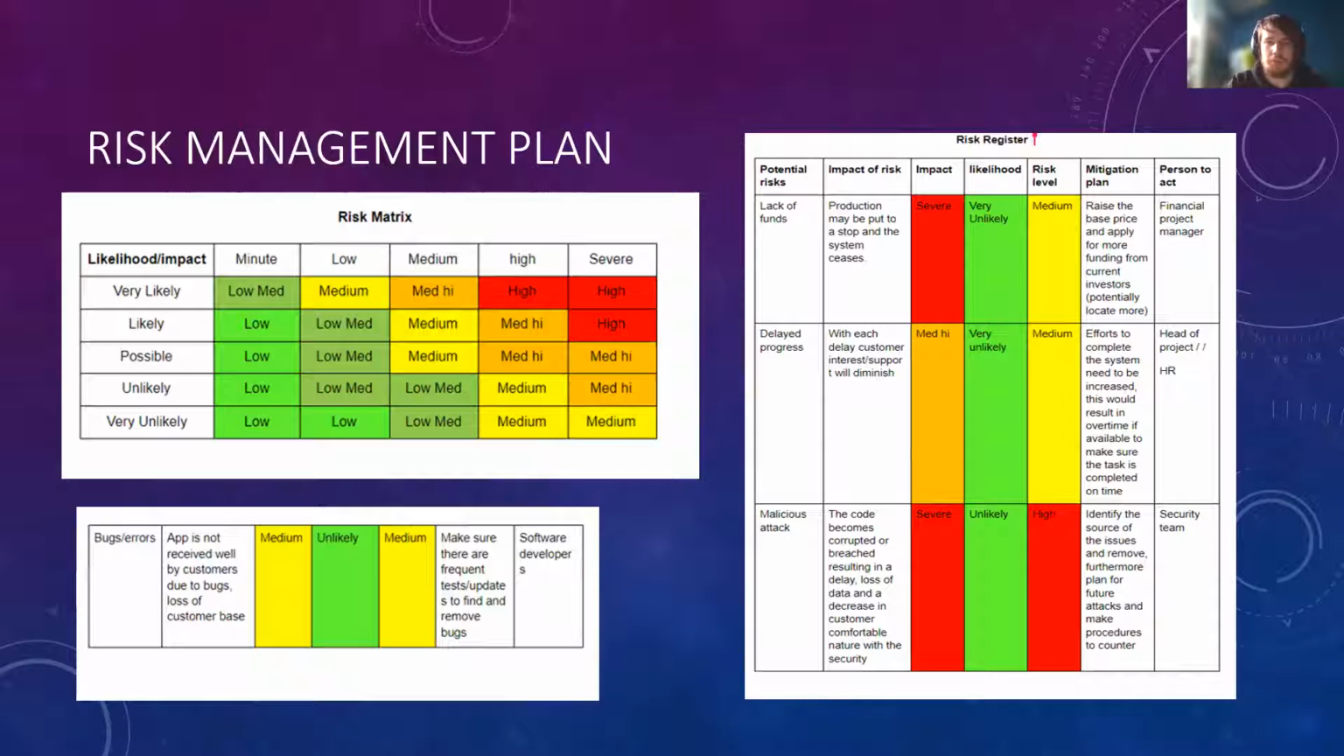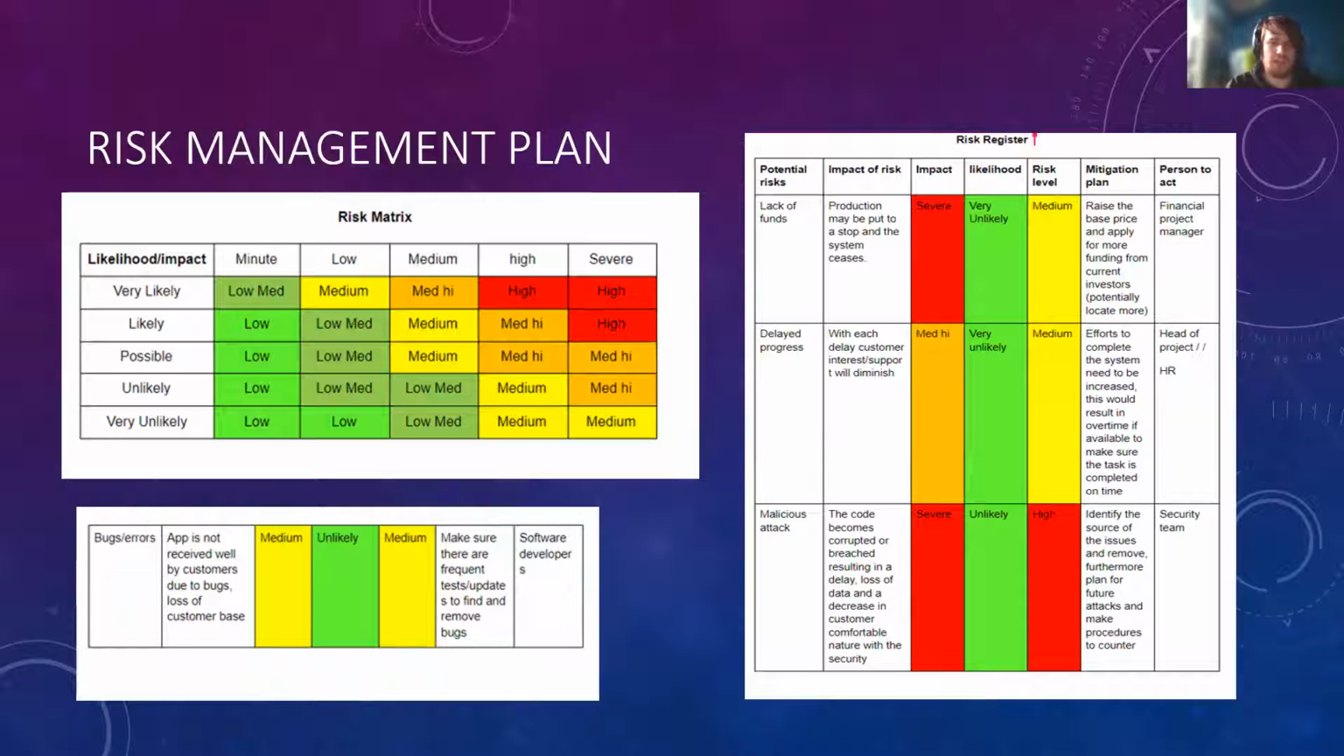Now, looking in the top right, we have the risk register, and these are essentially the highest potential risks that can occur, and they would have the most damaging effects. So starting off with the lack of funds, the impact of this risk would be the production may be put to a stop and the system itself would cease. And the impact of this would be rather severe, and it would be quite problematic. So luckily, the likelihood is very unlikely, and the risk level is medium.